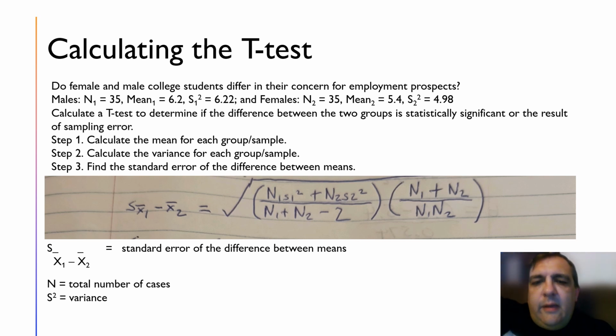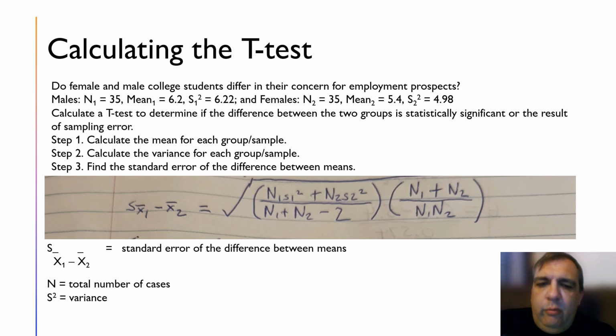Now, to calculate a t-test, to determine if the difference between the two groups is statistically significant or the result of sampling error, we must take the following steps. For most people, we would begin by calculating the mean for each group or sample. But since you've already done that in previous lessons, I've given that information to you. But many times this is our starting point. We take our raw data and calculate a mean for each of the groups we're comparing.